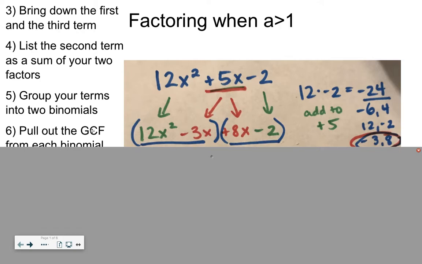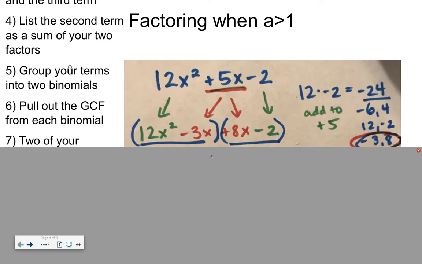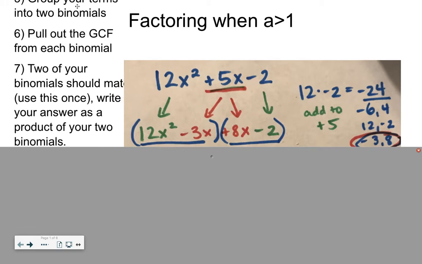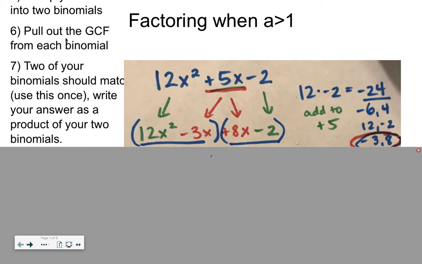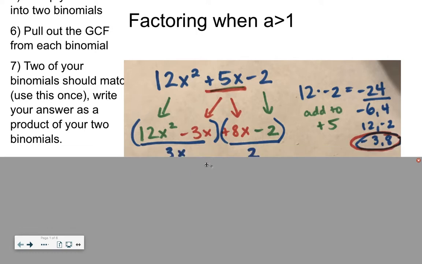All right, this is the part that looks very different. Step 6 says to pull out the greatest common factor from each binomial. So I'm going to look at my first binomial here, 12x squared minus 3x. I need to think about what I can pull out of 12x squared and negative 3x. Well, they're both divisible by 3, and they both have at least an x. So I'm going to go ahead and pull out a 3x from each of those.